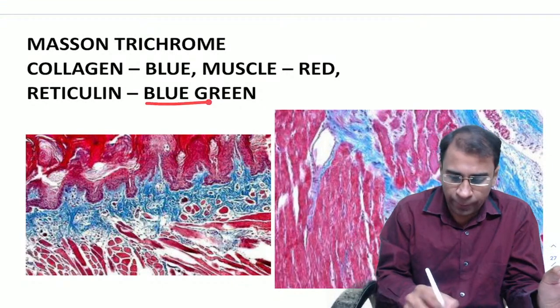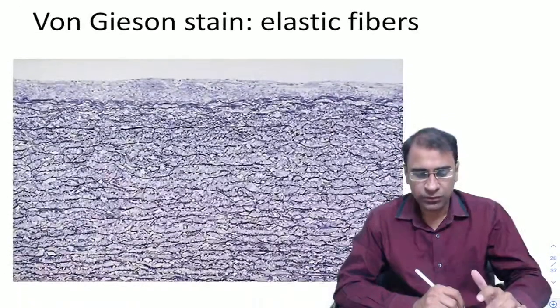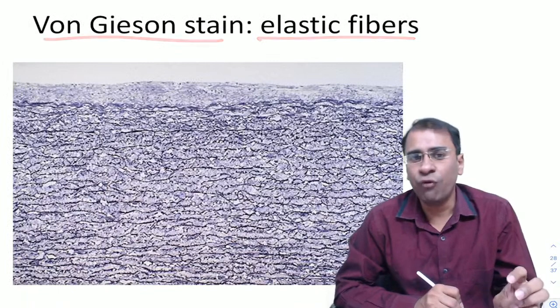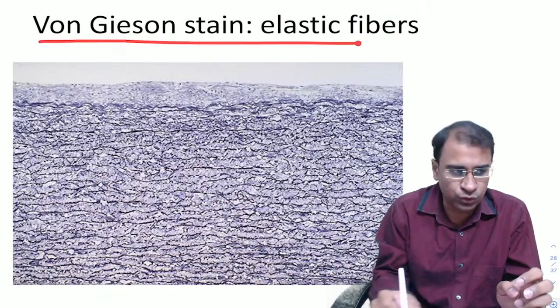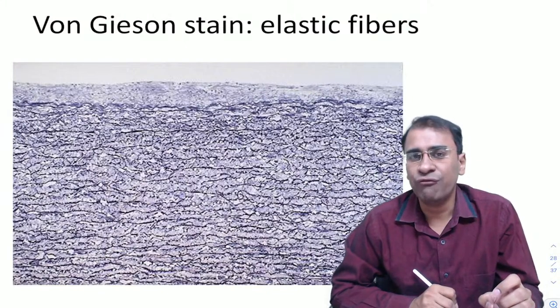Reticulin can be stained blue-green in color by Masson's trichrome. Plus, for elastin, we use von Giesen. Von Giesen is often used for elastin tissue. Von Giesen for elastin.